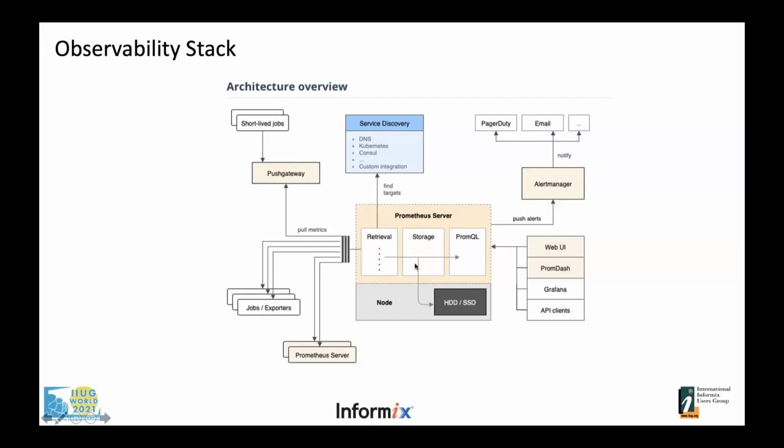From this time series database, you can use the Prometheus query language to plot the data on a dashboard like Grafana, the Prometheus dashboard, or Chronograf. You can also set up alerts, which will send out email alerts or PagerDuty or xMatters or any other alerting tool.